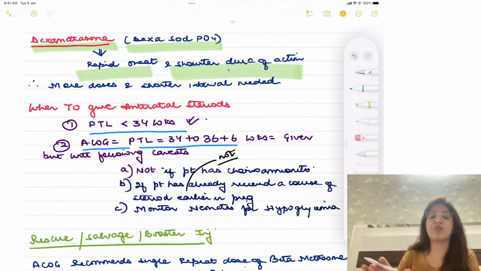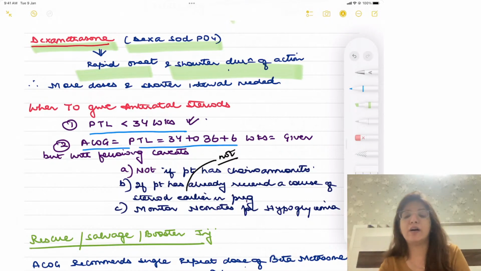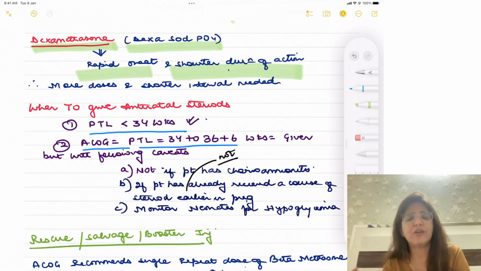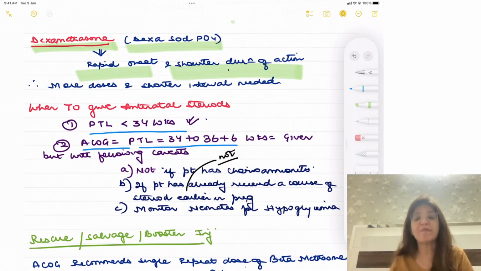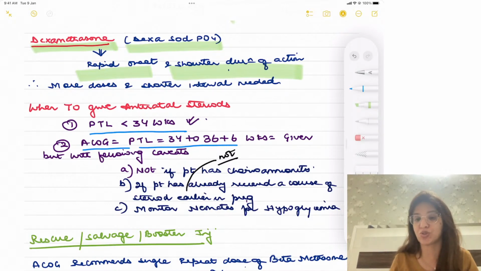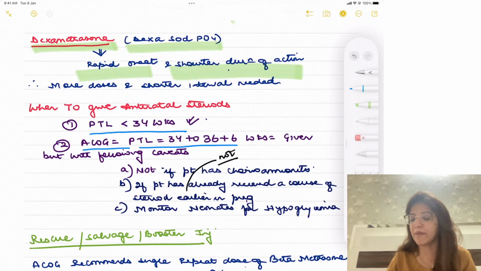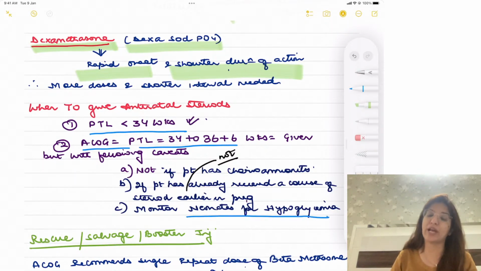So suppose there was a pregnant female who had preterm labor at 30 weeks, right? At 30 weeks, you have given her a course of corticosteroid, and now she did not deliver, and she has reached 34 weeks. So in such patients, after 34 weeks, I am not going to give them corticosteroids. If a patient has already received a course of corticosteroid earlier, then if she goes into preterm labor beyond 34 weeks, I am not going to give her another course. And third, whenever you are giving corticosteroid after 34 weeks, you have to monitor the neonates for hypoglycemia.